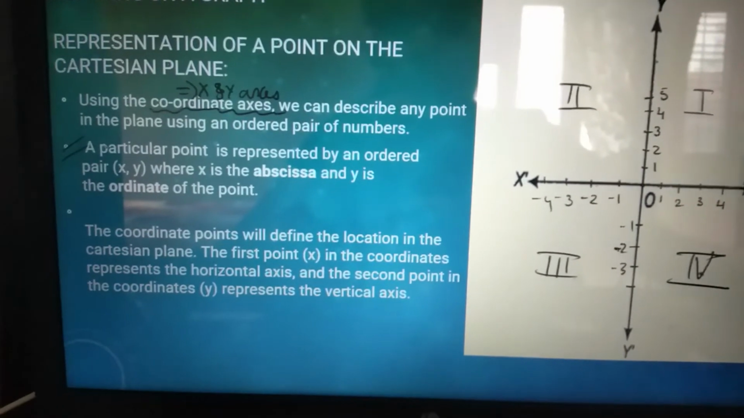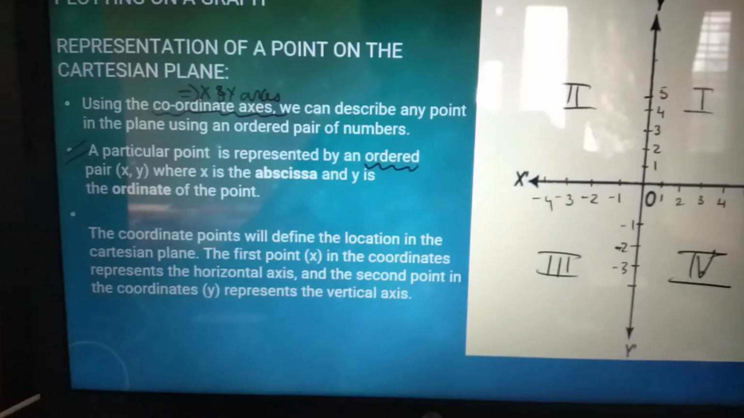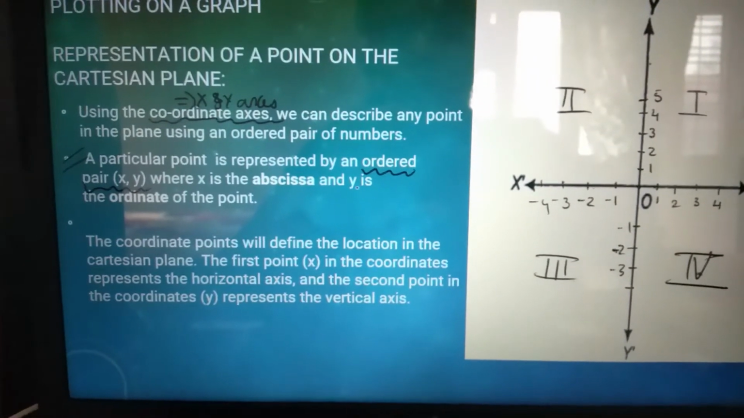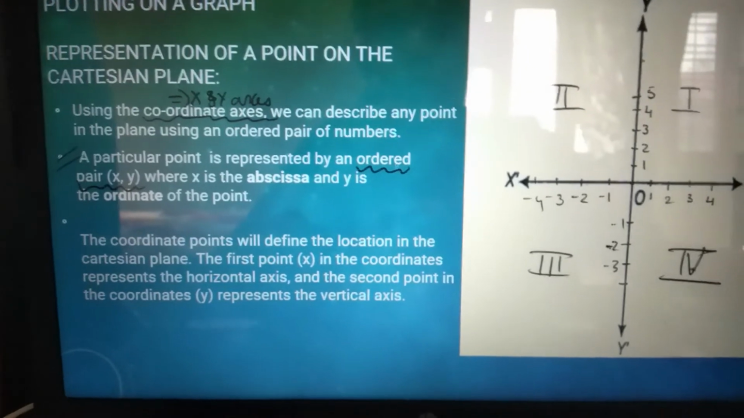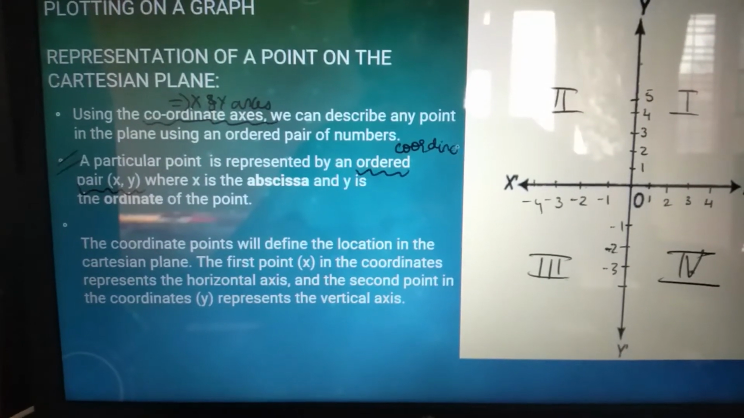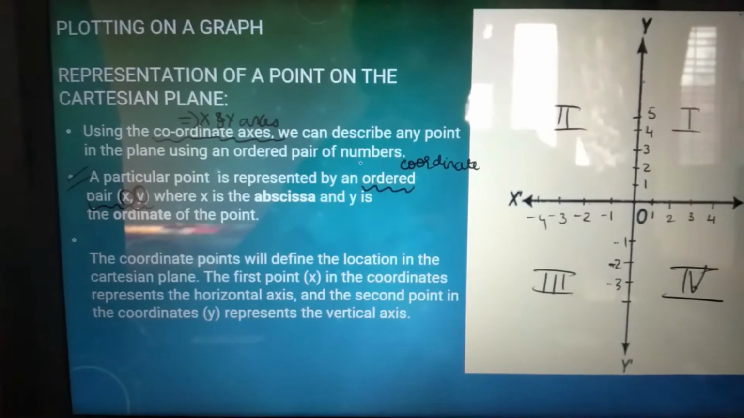A particular point is represented by an ordered pair x comma y. So basically this ordered pair we call a coordinate. Each of these is called a coordinate.